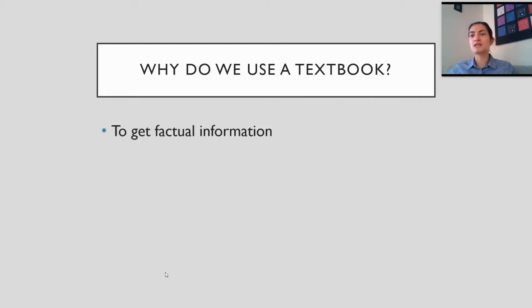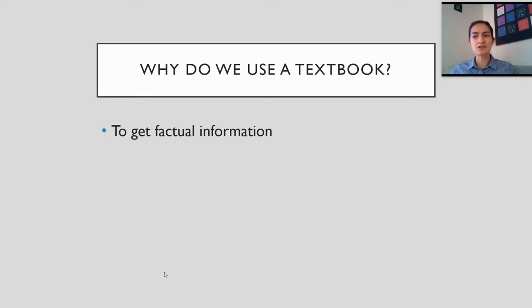The first one is to get factual information. The most important things I'm going to teach you in this class are to be analytical about history. But in order to be analytical about history, in order to think critically, in order to make arguments, you need to know a bunch of facts. And the most efficient way of giving you that factual information is to use a textbook. The alternative would be for me to spend a huge amount of our time together just talking at you, and everybody knows that's a terrible idea.